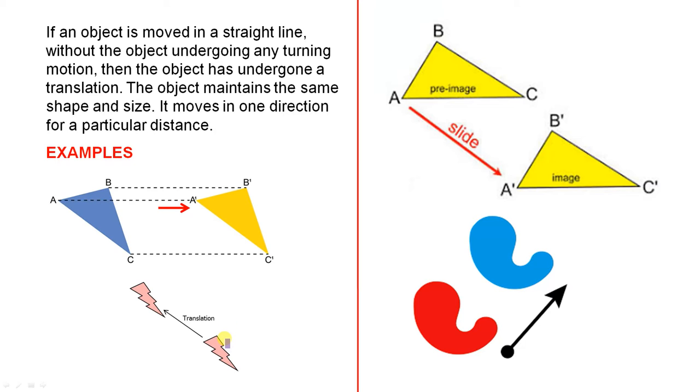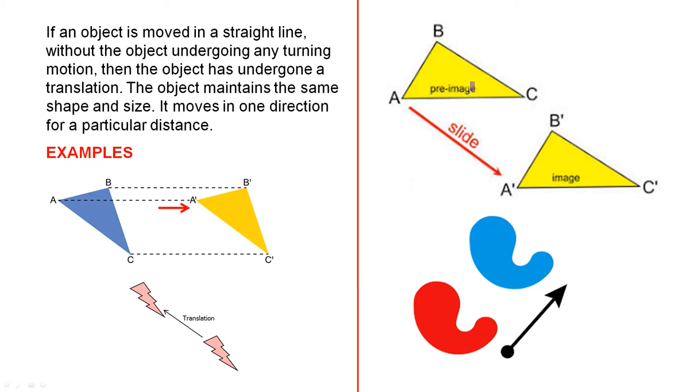This bolt of lightning moves from there to there in a straight line. The straight line doesn't have to be vertical or horizontal. It can be in any direction for a particular distance, and that's the same shape and size.